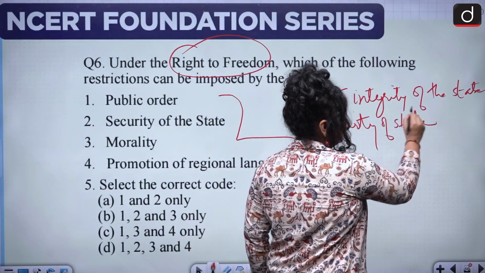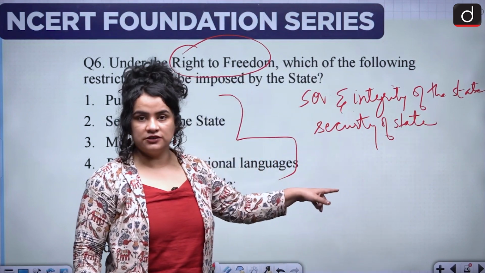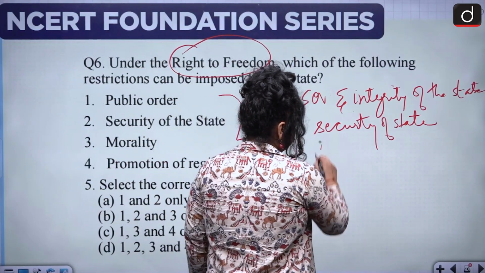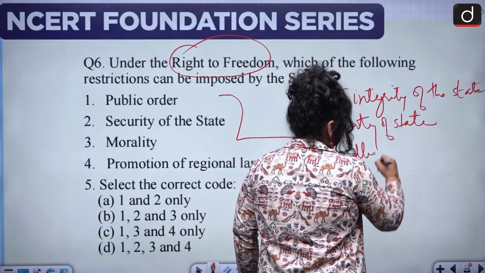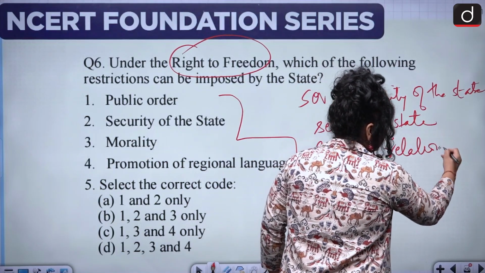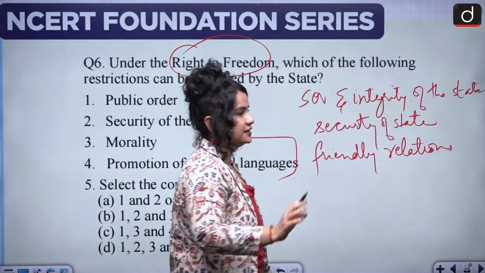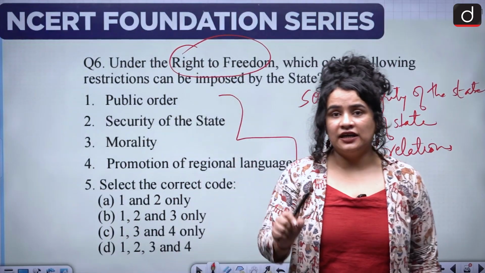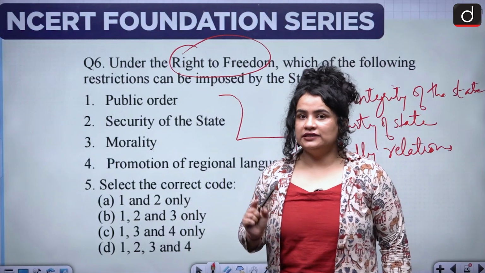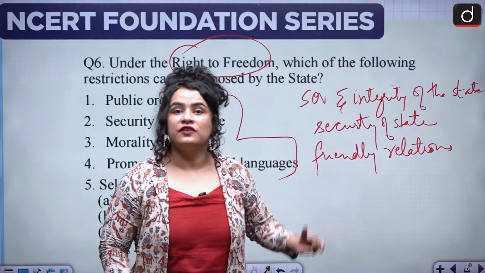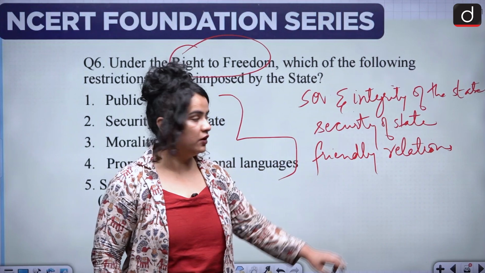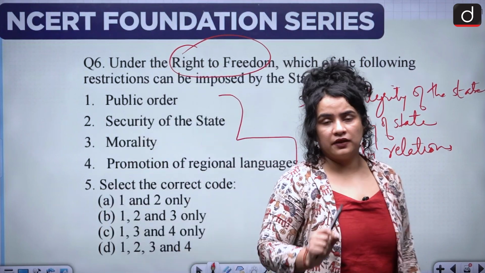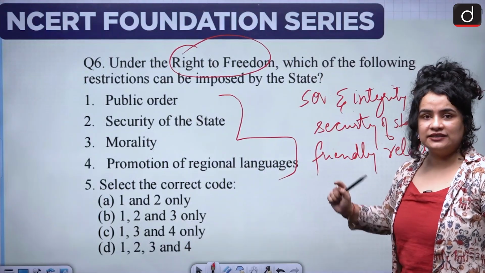All right? It should not jeopardize the security of the state. Again, it should not harm friendly relations with other states. So suppose you're making speeches and criticizing nations that we have friendly relations with, and your speech actually does tarnish those relations, it is not going to be accepted as a rightful exercise of your right to freedom. All right? So these are 3 state-related restrictions that all these guarantees are subject to.